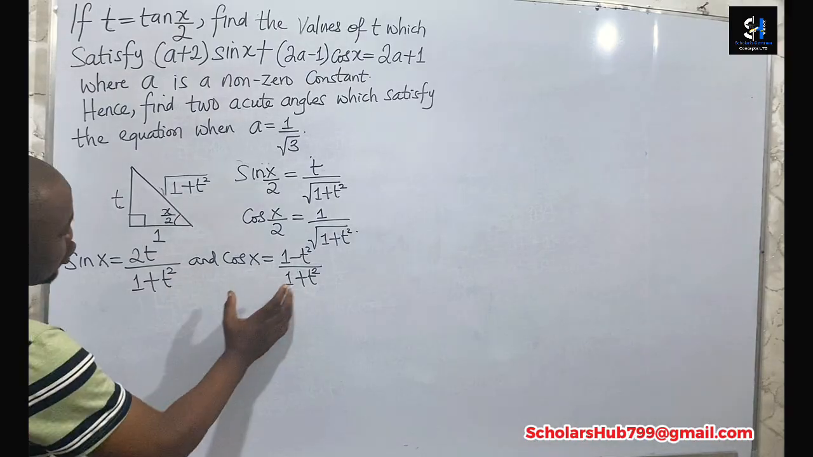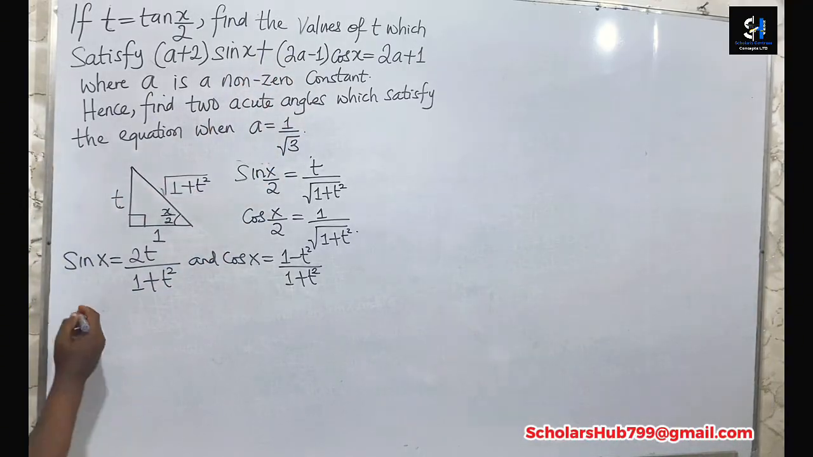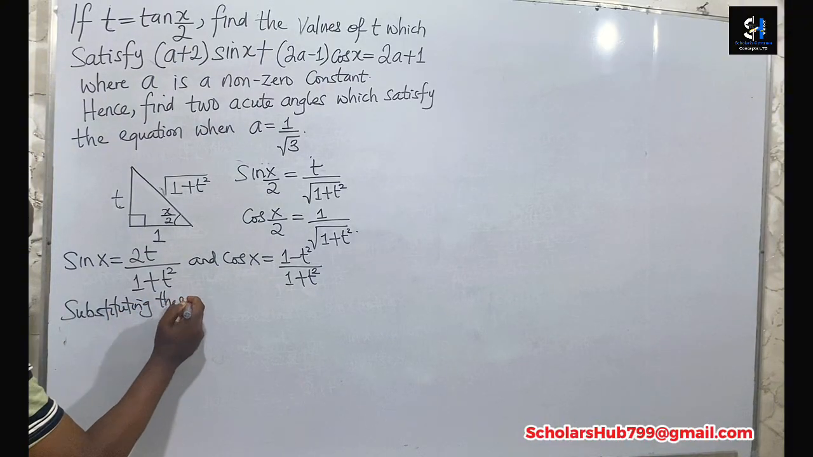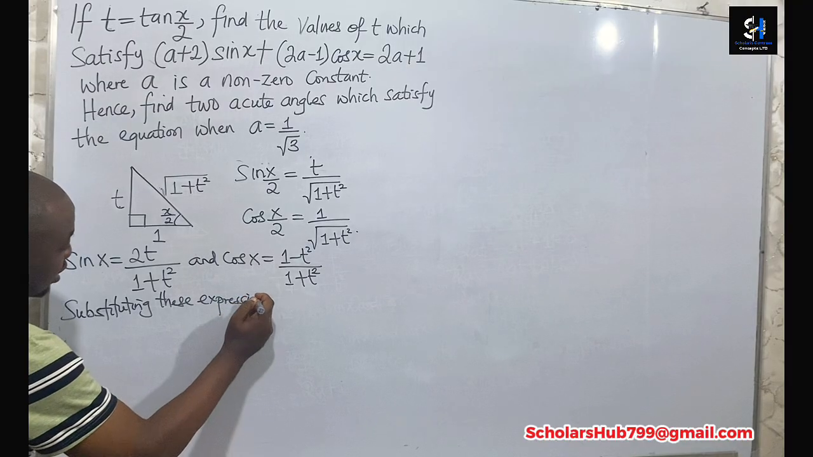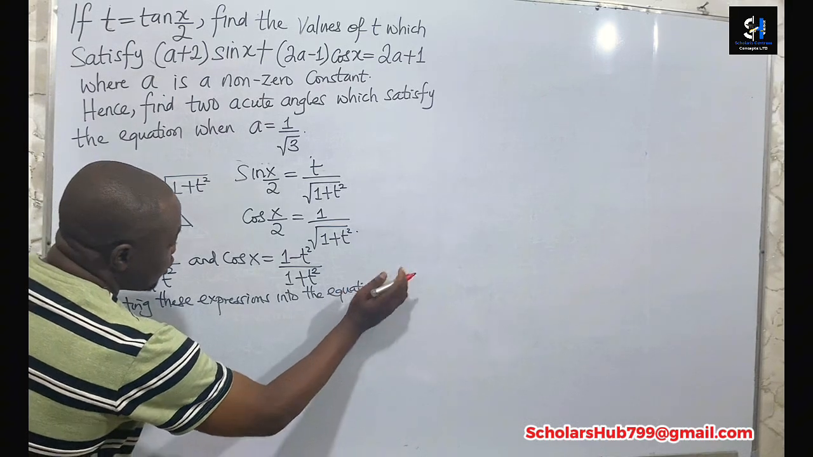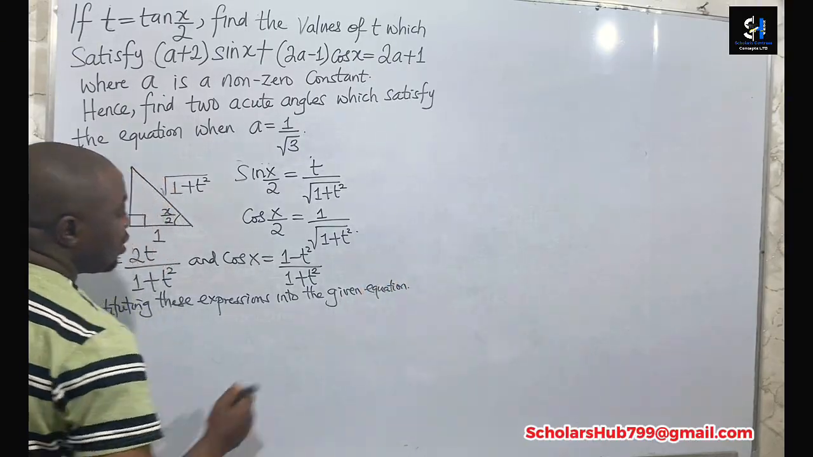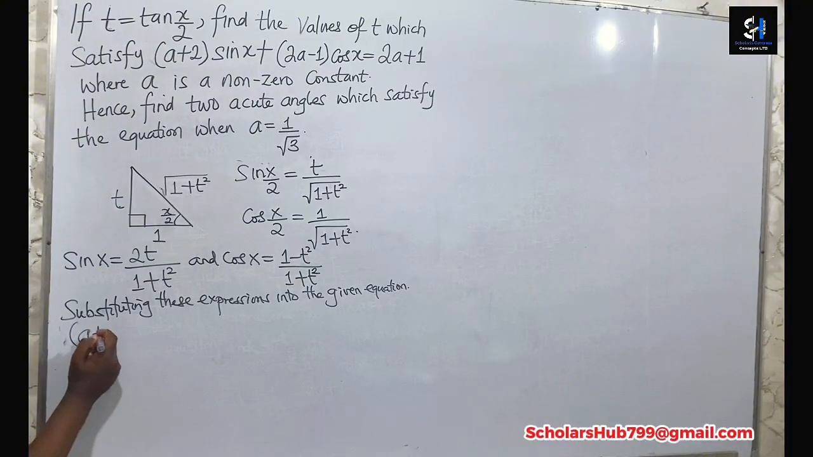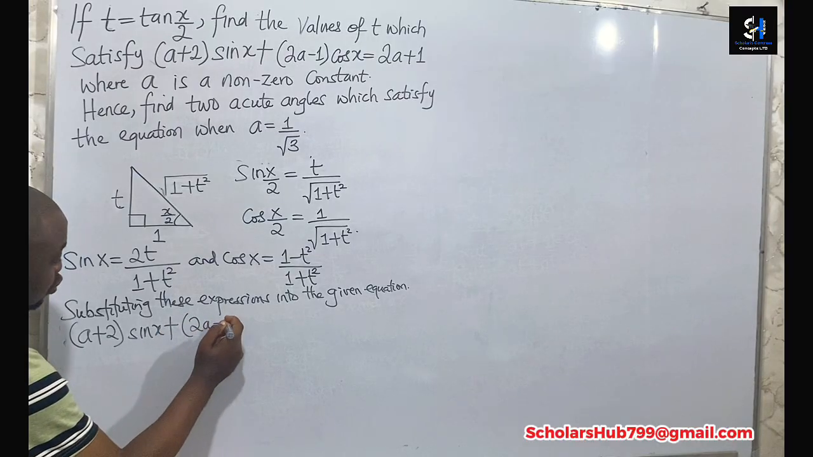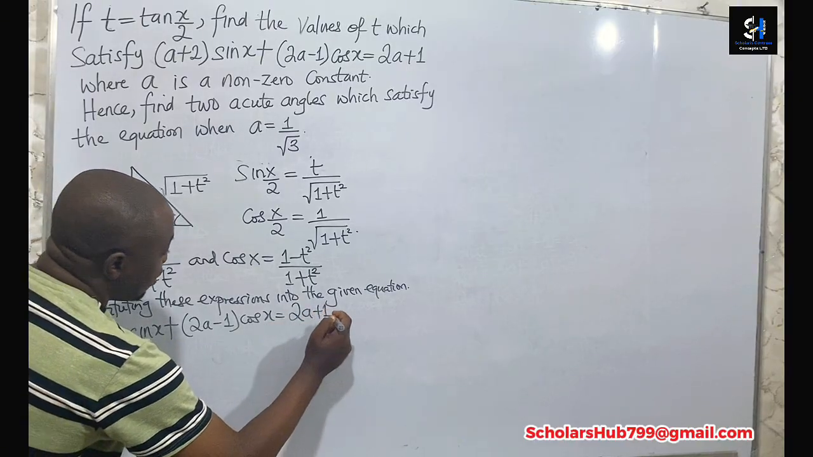Now I'm going to substitute these expressions into the equation we are given. What is the given equation? We have (a plus 2) sin x plus (2a minus 1) cos x equals 2a plus 1.